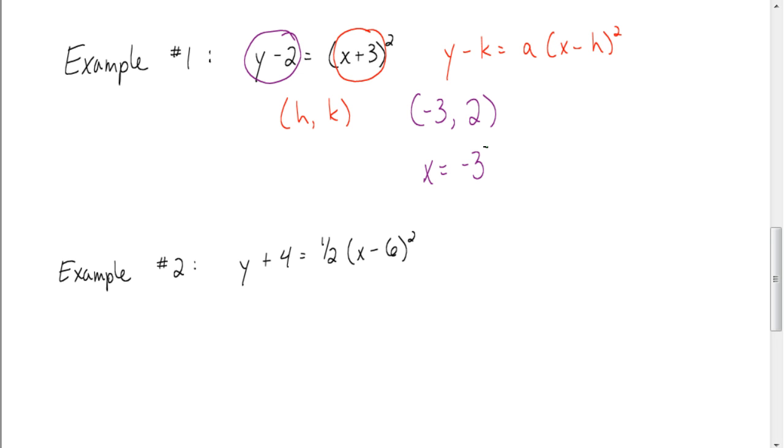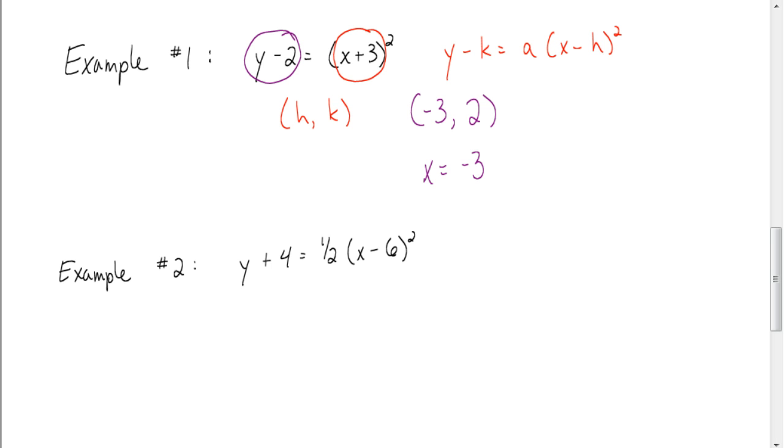Okay, why don't you guys try this one on your own, example number 2, where we have y plus 4 equals 1/2 times the quantity of x minus 6 squared. Don't let that 1/2 fool you. We really don't need to use that right now. We'll use that for something a little later on. But for the purpose of this problem, we don't need to use that. So pause the video and hit play when you're ready to check to see if you have the right answer.